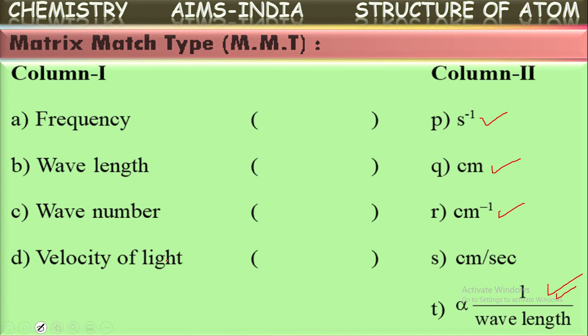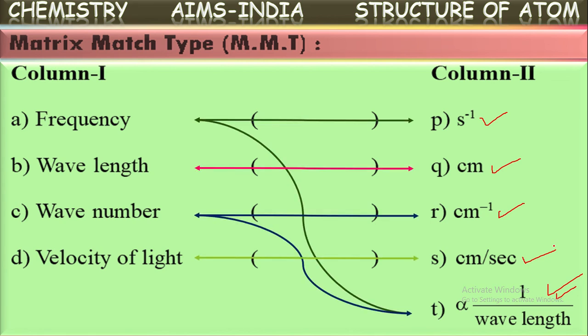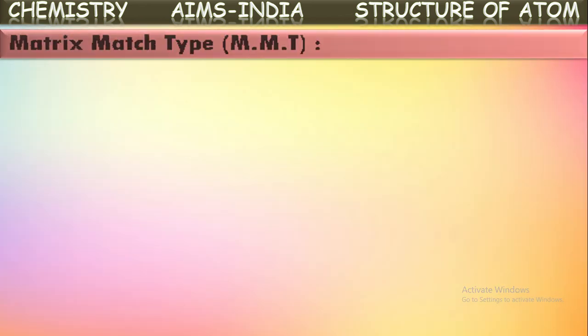What about velocity of light? Velocity of light is distance per unit time, so it will be having units centimeters per second. Okay, they are the matchings. See the correct matching here. Frequency: second inverse and inversely proportional to wavelength. Wavelength: centimeters. Wave number: centimeter inverse and inversely proportional to wavelength. Velocity of light: centimeters per second. Check the matching ones carefully whether it is correct or not. Yes, good. Next, let us see one more matrix matching.